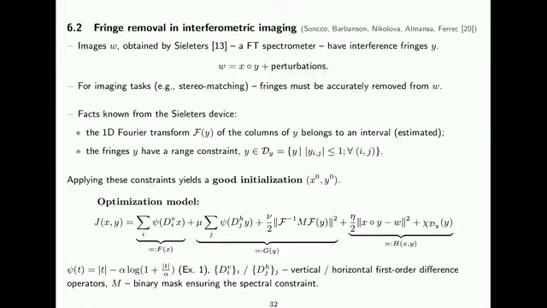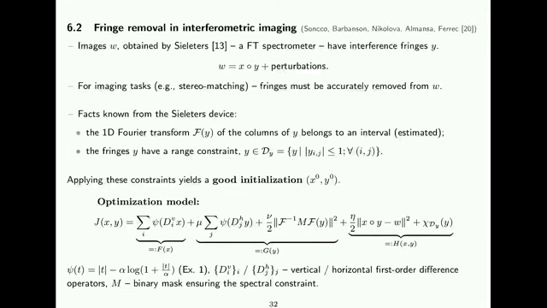Let us see how this can be applied to the fringe removal problem that I mentioned. We had treated images given by ONERA, shear lattice images. They are produced by a Fourier transform spectrometer. We had to remove the fringes. What we know is that the 1D Fourier transform of the columns belongs to an interval that we can estimate quite faithfully.